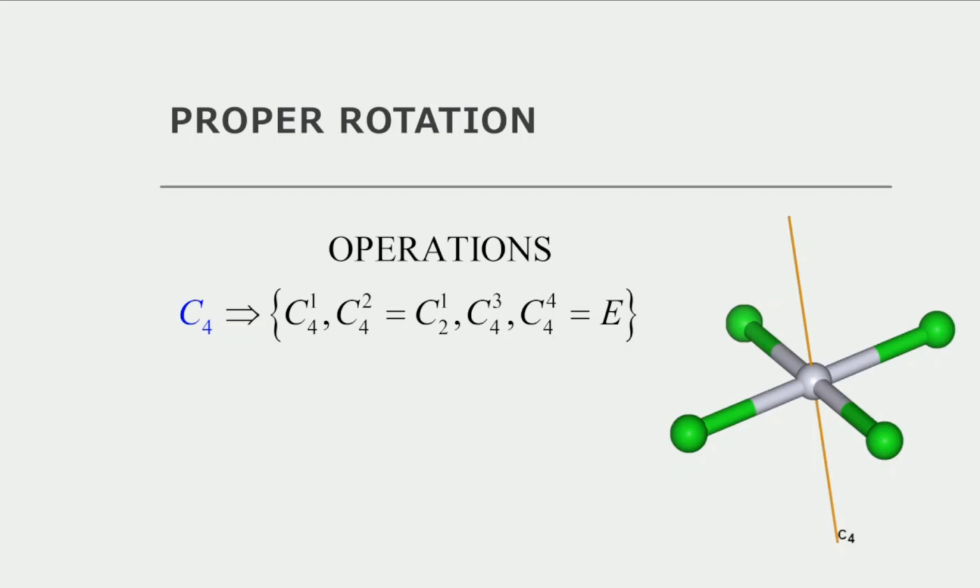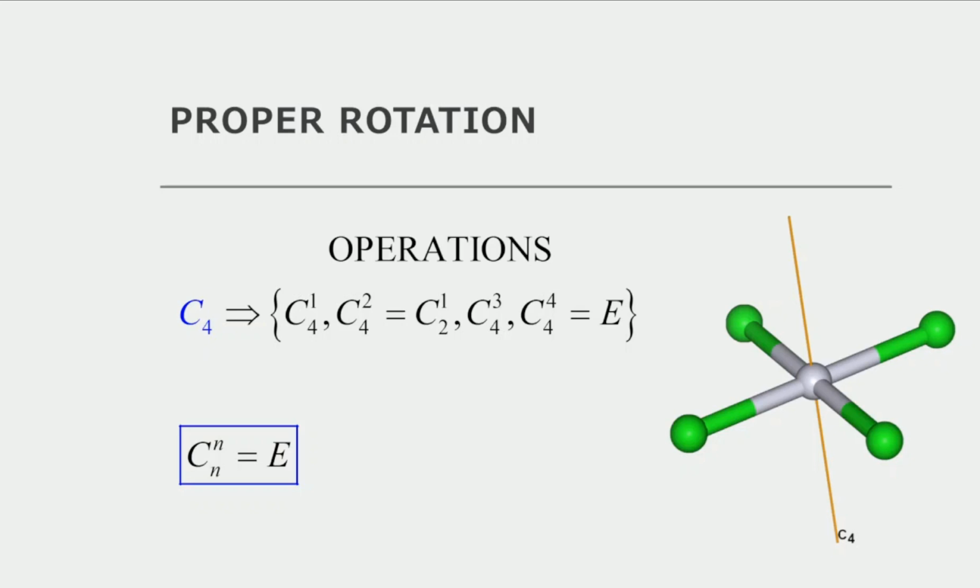So that is usually represented as C4 raised to 4, but C4 raised to 4 is equivalent to identity operation. So in general, any Cn rotation carried out n times in succession will carry the object back into the original configuration. That is, Cn raised to n is equal to identity operation.